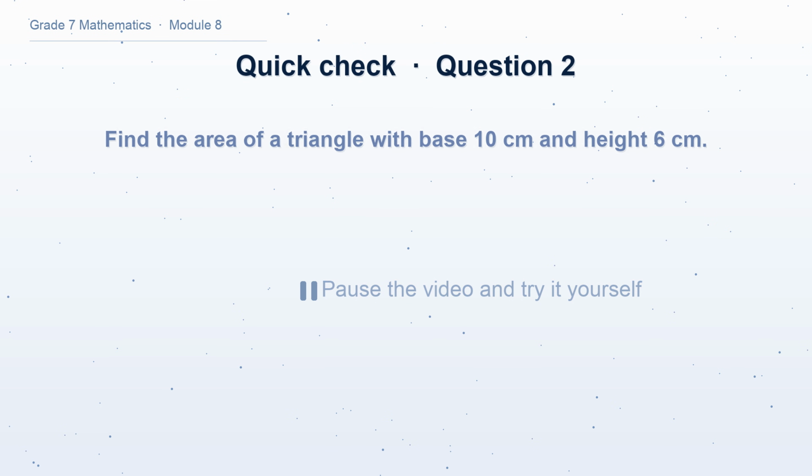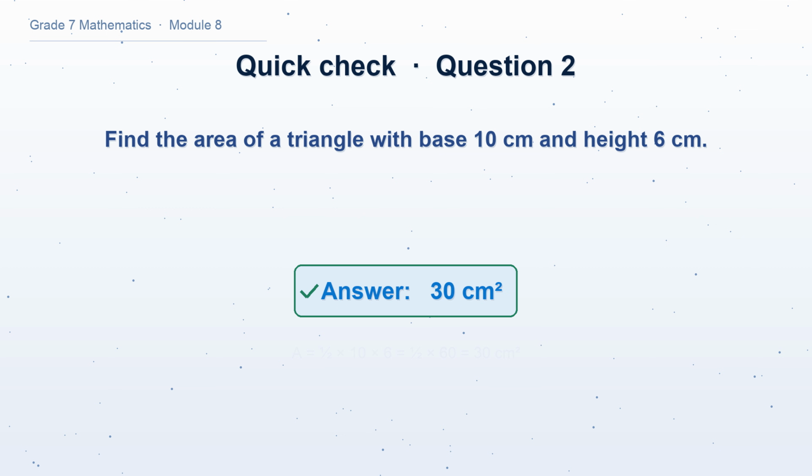Question 2. Find the area of a triangle with a base of 10 centimeters and a height of 6 centimeters. Multiply the base by the height to get 60, then take 1/2 of it. The area is 30 square centimeters.